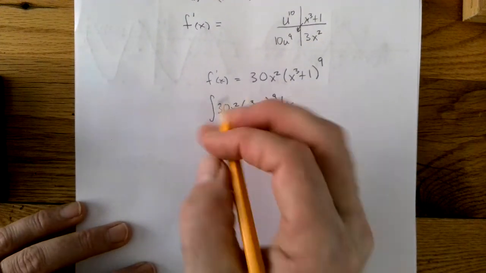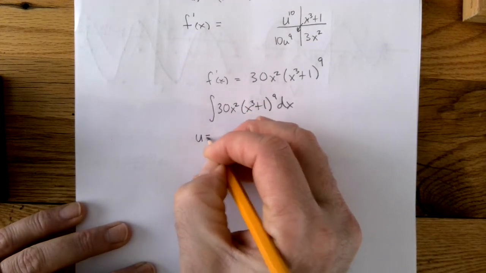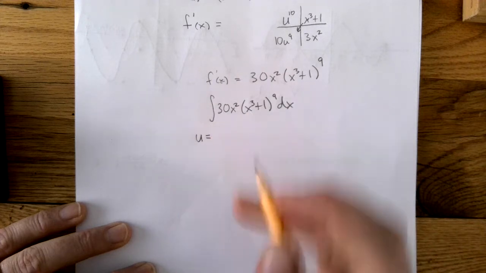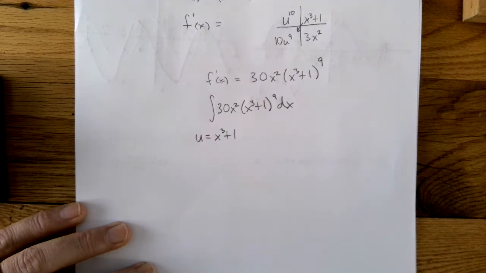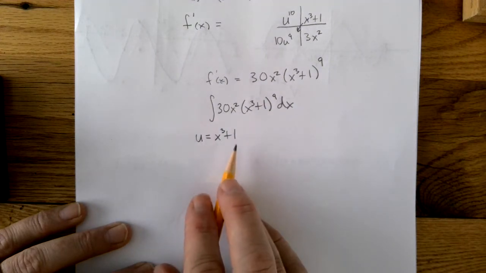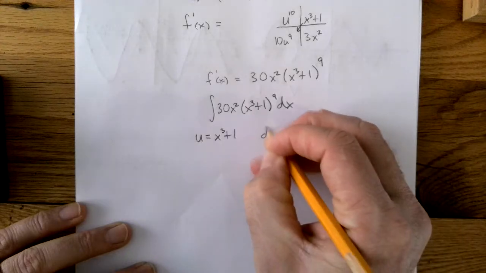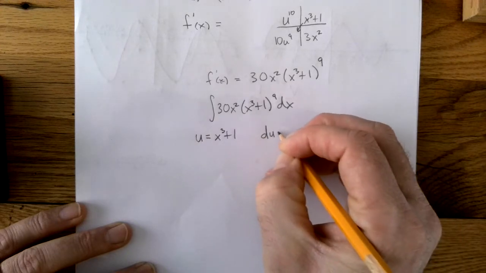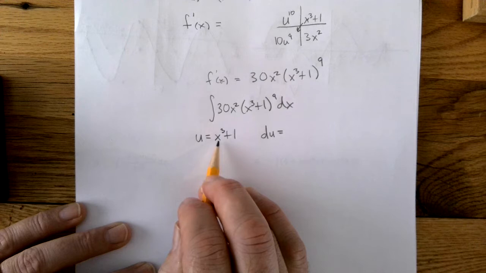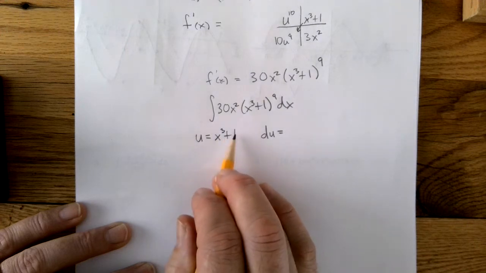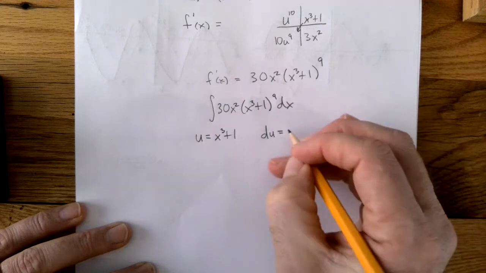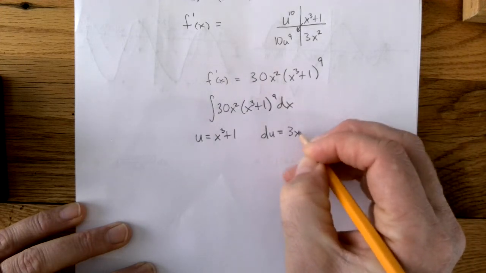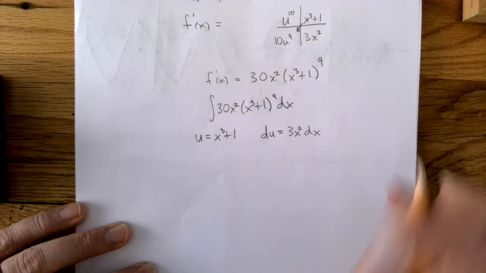The way I start this problem is to identify what's on the inside. The inside thing is x cubed plus 1. I'm going to call that u. And then we know that there's a derivative that sits here, and we will call that du. What is the derivative of x cubed plus 1? The derivative of x cubed plus 1 is 3x squared dx.